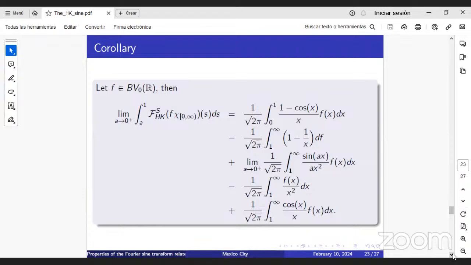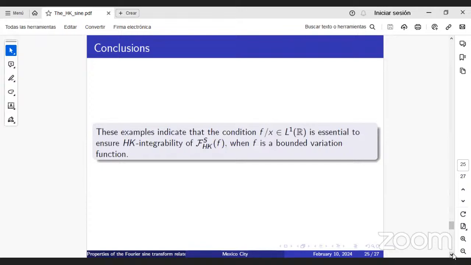The next corollary is a consequence of the main theorem. Conclusion: this example indicates that the condition f over x in L1 is essential to ensure the Henstock-Kurzweil integrability of the Fourier sine transform when f is a bounded variation function.